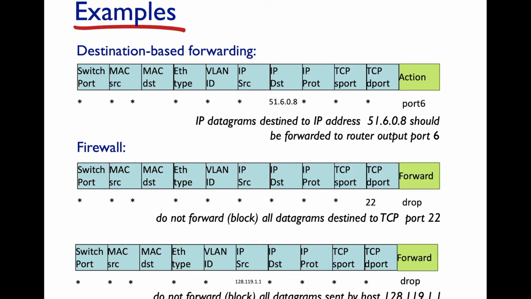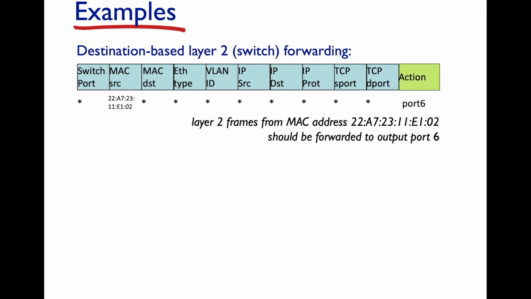Now, the firewall behavior, you might have the following. It says, do not forward or block all datagrams that are going to port 22 in TCP. And so here we have destination port 22, and the action is going to be the drop action. So it's acting like a firewall. Here's another one. Do not forward or block all datagrams sent by a particular host. So if the source IP address is 128.119.1.1, drop the packet. So this router blacklists that particular host. I won't allow you to send data off the network. And so all sorts of behaviors we can have.